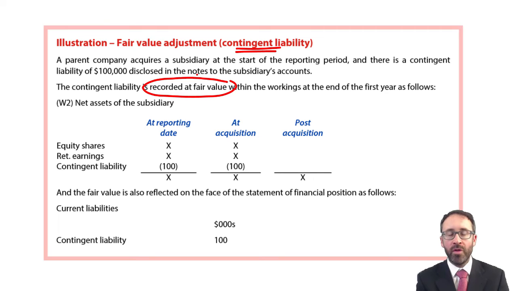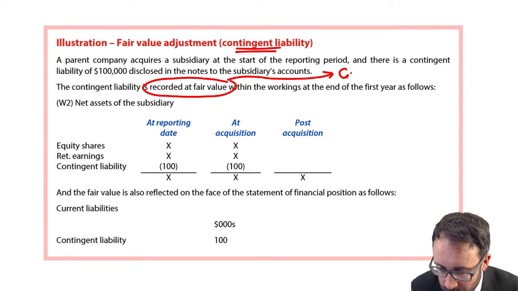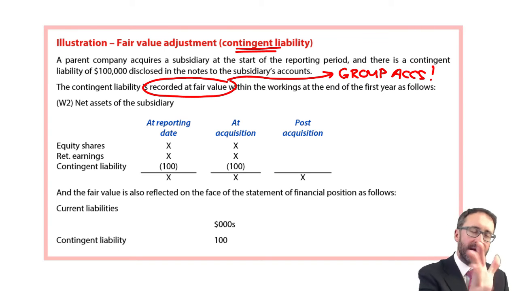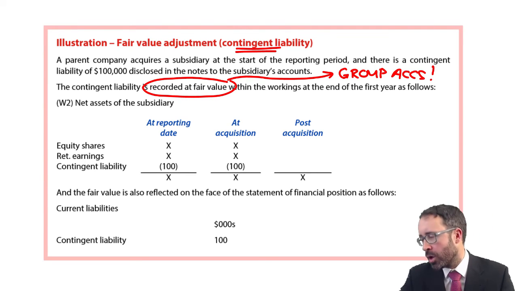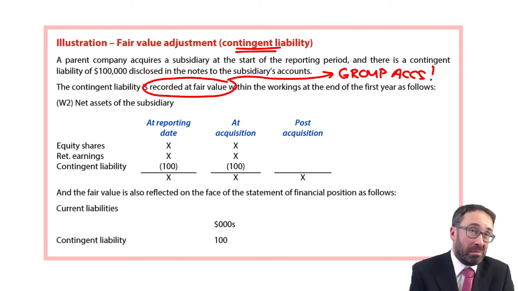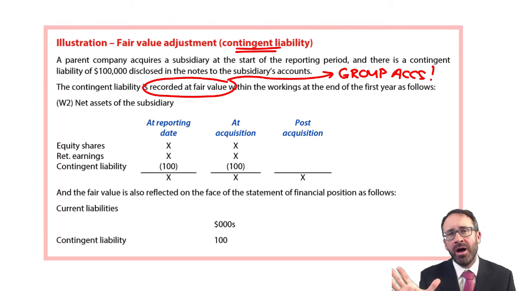is that it is recorded at fair value. It's recorded at fair value in the group accounts. The group accounts only. You don't make any adjustments in the subsidiary's accounts. You don't go back and say, look, we think this contingent liability might arise. It's still possible, but I'm buying you, so record it. No, it stays contingent. It's in the group accounts that we record it.